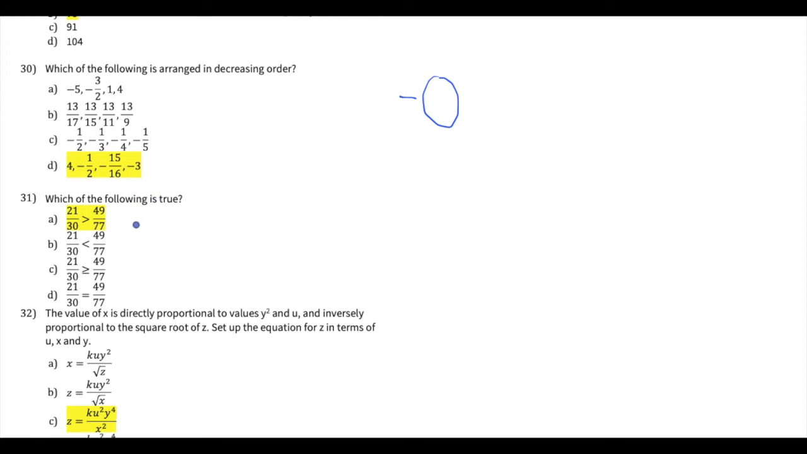Which of the following is true? So, if you can notice, pareho lang fractions na kino-compare. 21 over 30 and 49 over 77. Okay? If you can notice, pwede mong i-simplify yung parehong fractions. Now, if we simplify this one, pareho silang divisible by 3, this is equal to 7 over 10. How about this one? Pareho silang divisible by 7. This is 7. Ito naman, 11.